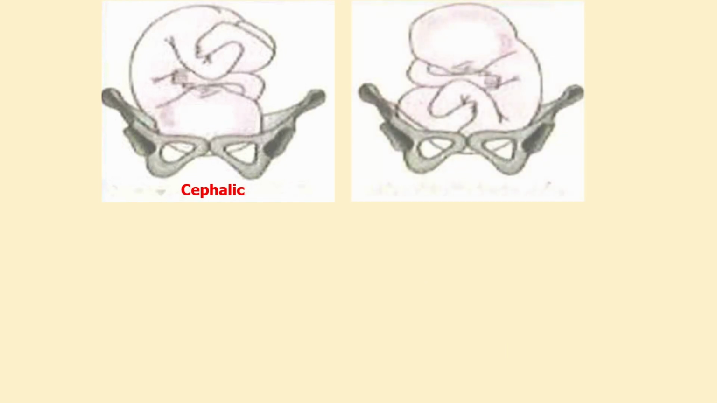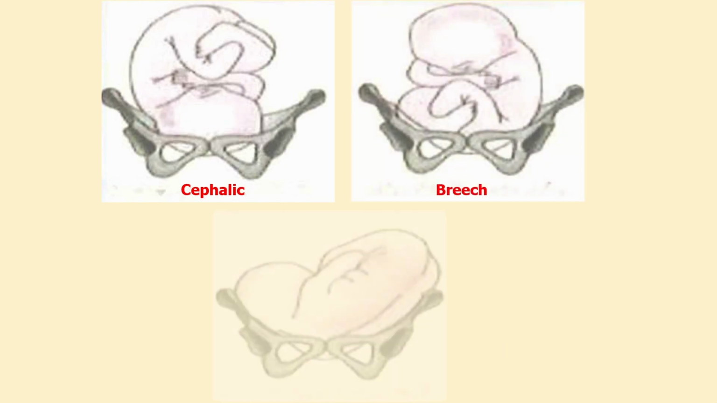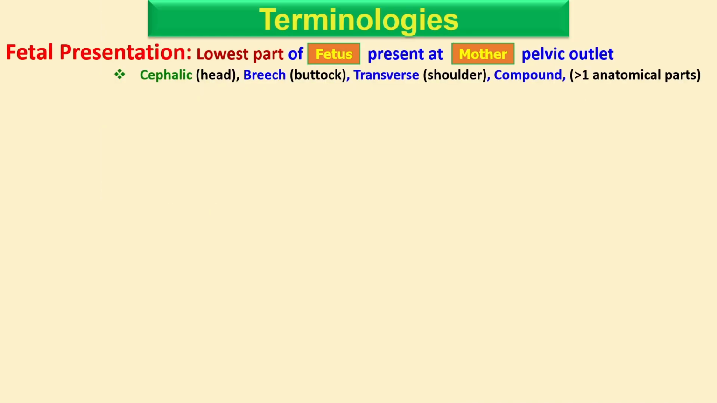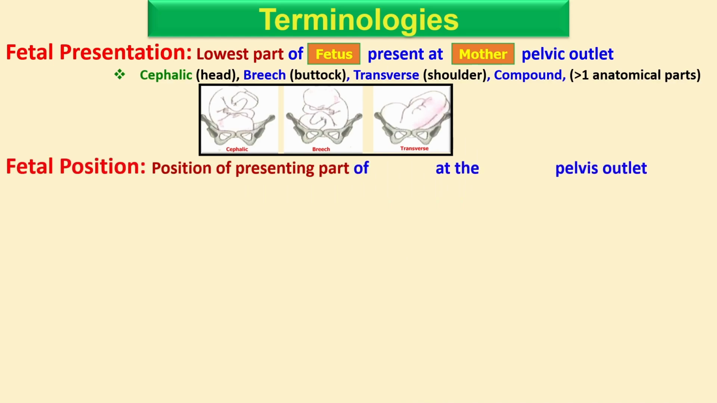So you can see here what is coming out is the head, so it's a cephalic. If a buttock is coming out, that is the breech. If the shoulder, it's called the transverse presentation. Okay. So what is the fetal position?